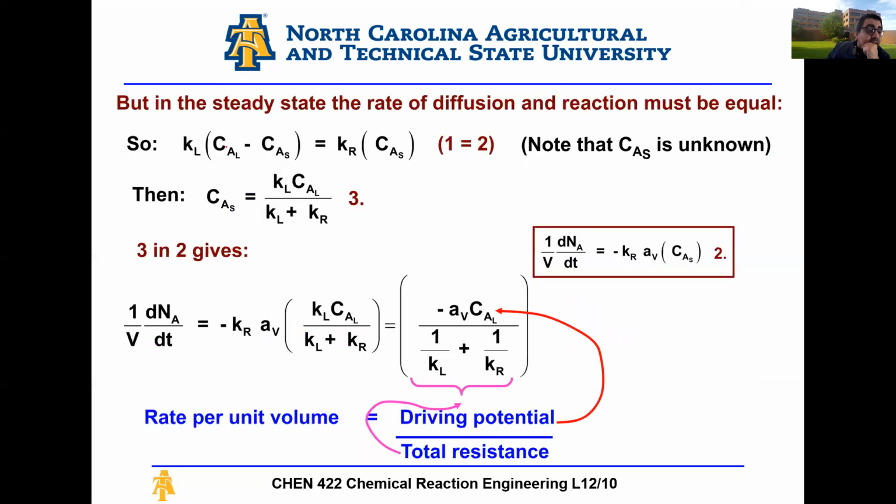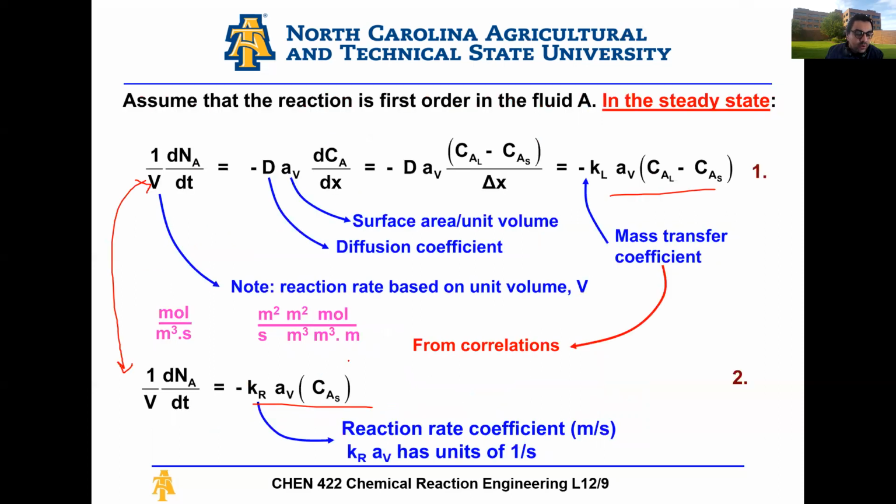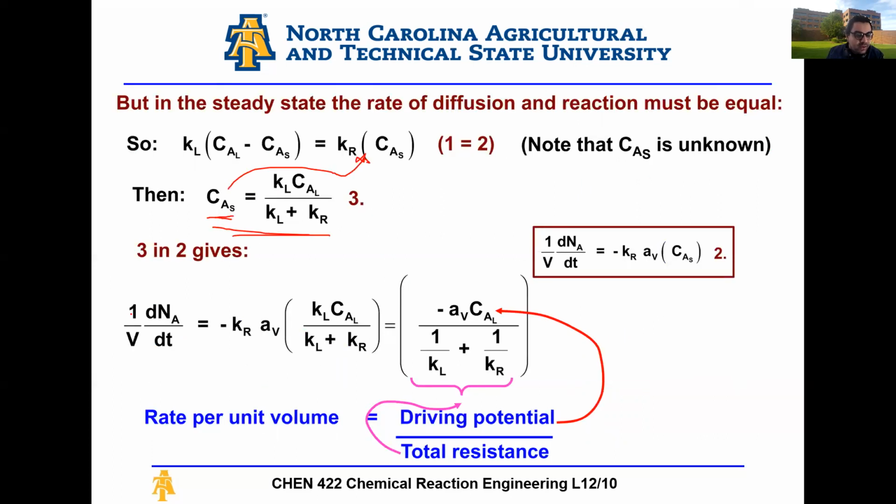And this is what I did. KL (CAL minus CAS) is equal to KR CAS. So I'm equating the 2 expressions, and I'm going to solve for CAS, which is the concentration on the catalyst surface. So if you rearrange and solve for it, you're going to get this expression right here. And then I plug this expression back into my reaction rate equation for CAS, and the idea is that I want to get an expression which combines both my reaction and my mass transfer. So I plug this back here and I rewrite it. I'm going to get this expression here.